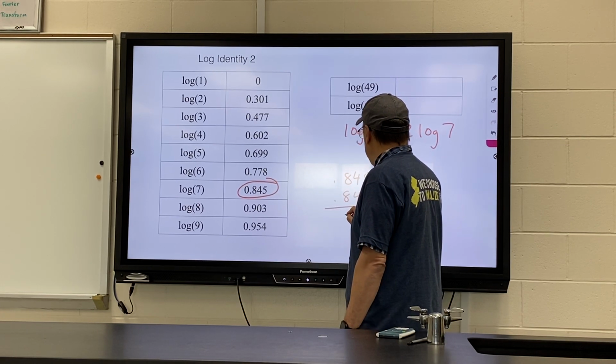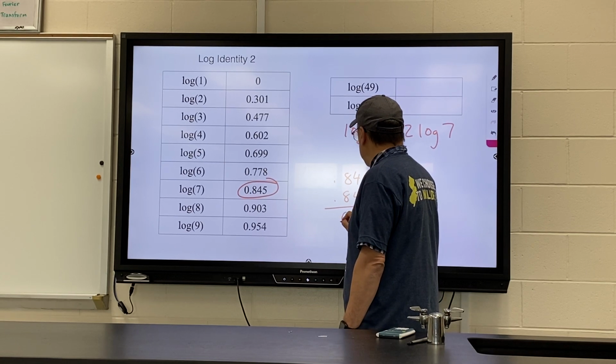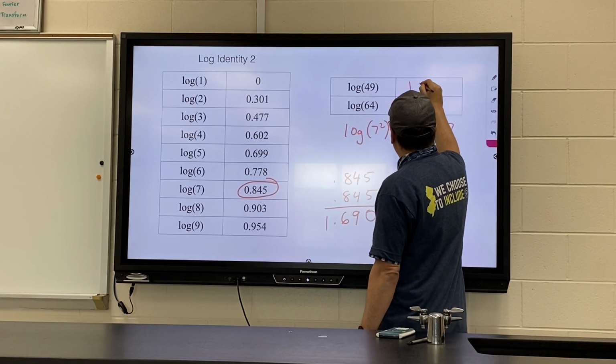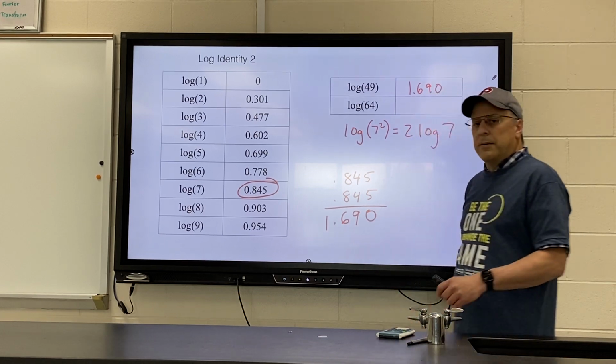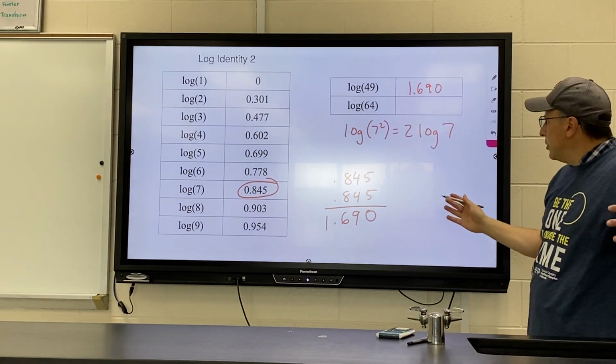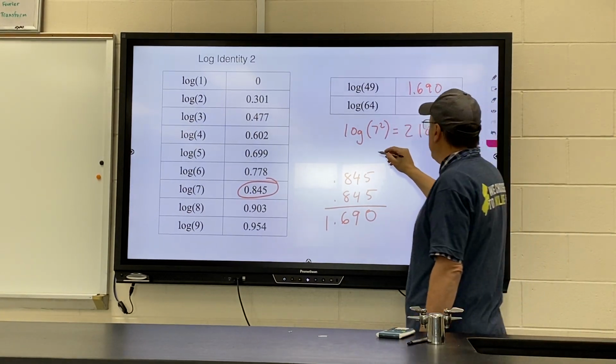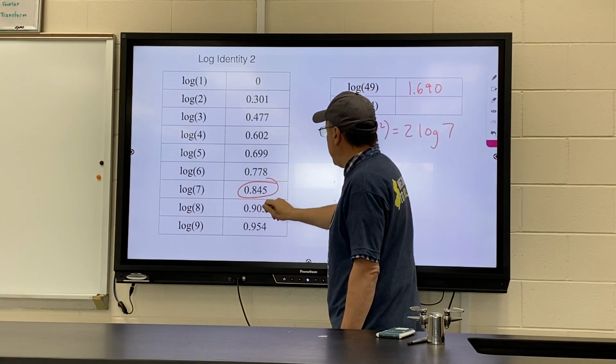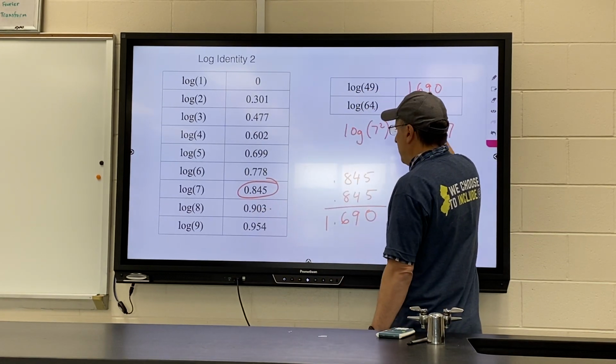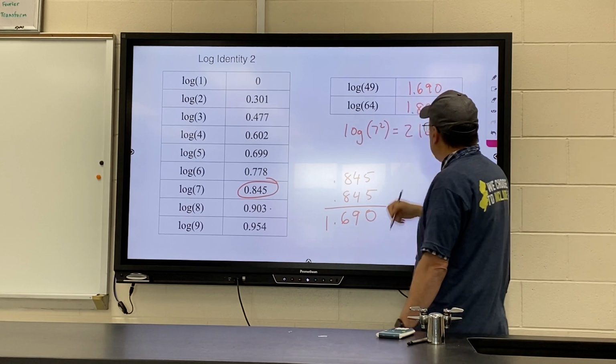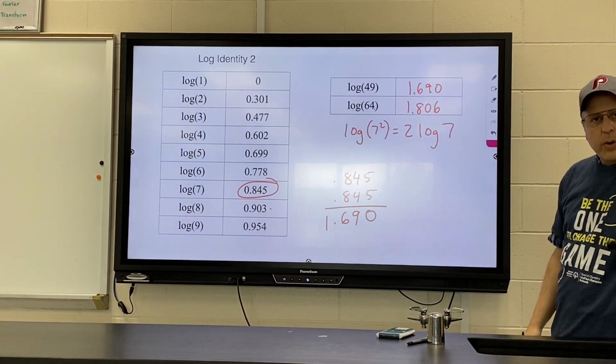we get 0.9861. Again, we were able to figure that out without a calculator just by using our rule. This is going to be the same thing but for 8, so we would take that and double it, and we get 1.806. We can do these lightning quick.